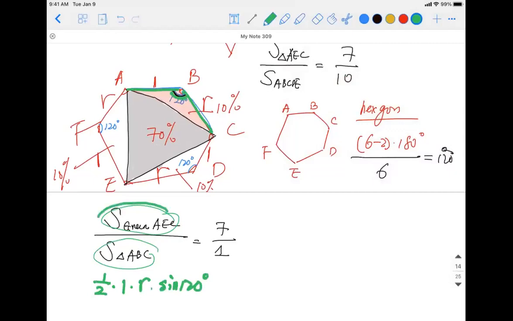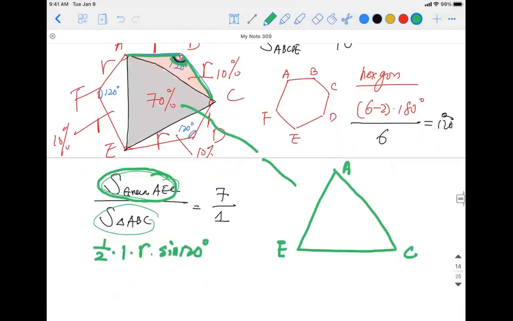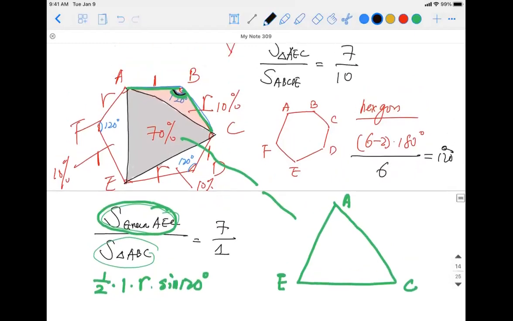Okay. What about this? How can I determine the value of my triangle AEC? I have to drag it out. Triangle AEC. Let me ask you a quick question. This is going to be an equilateral triangle, right? Because all three little obtuse triangles are actually congruent to each other. Therefore, AC is equal to AE is equal to EC.